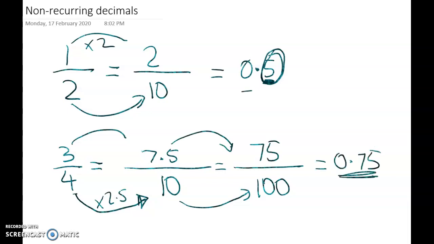Now, both of those are non-recurring decimals, right? They stop, that's the end. 1/2 is equal to exactly 5/10 and nothing extra.